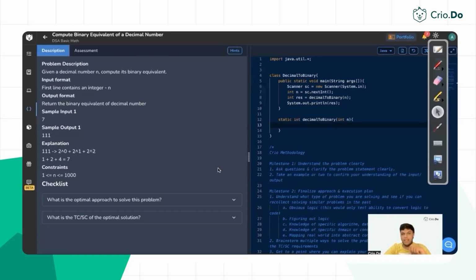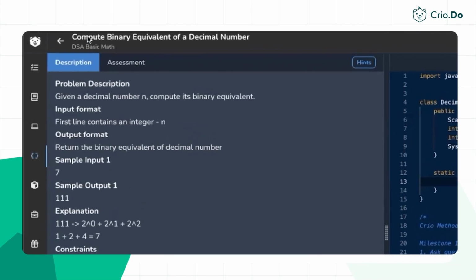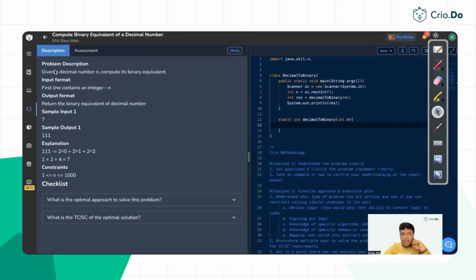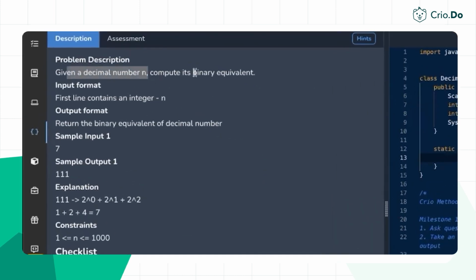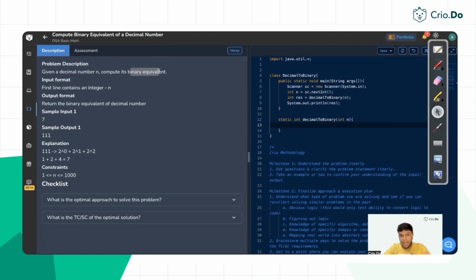Everyone, welcome back. In this particular video, we will be discussing the problem: compute the binary equivalent of a decimal number. We will be given a decimal number as an input and we have to find the binary equivalent of it, that is, convert from decimal to binary. So the number system should be changed, but for that, obviously we should know what a number system is, what a decimal number system is, and what a binary number system is.